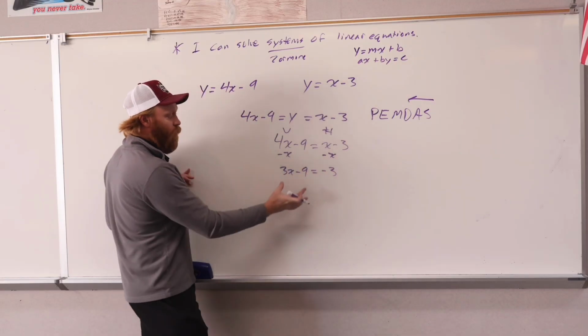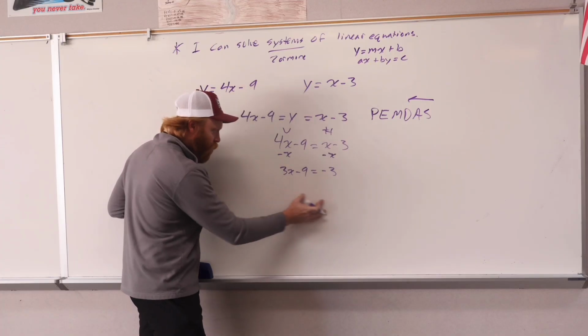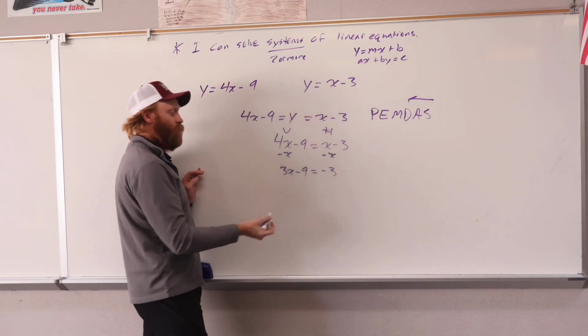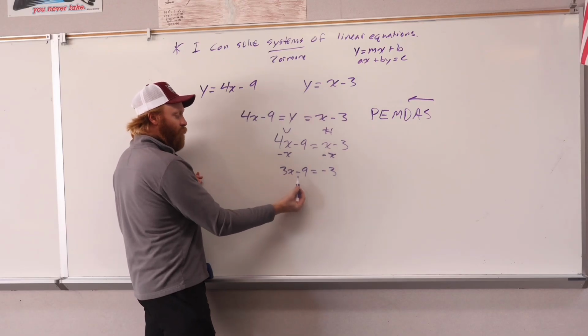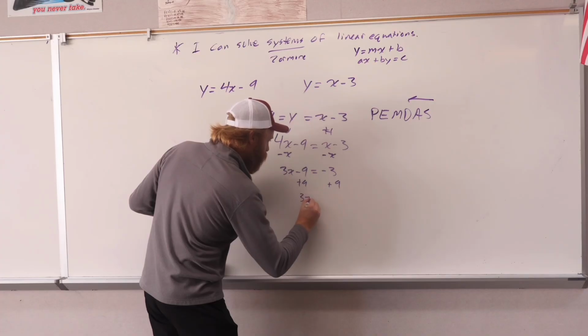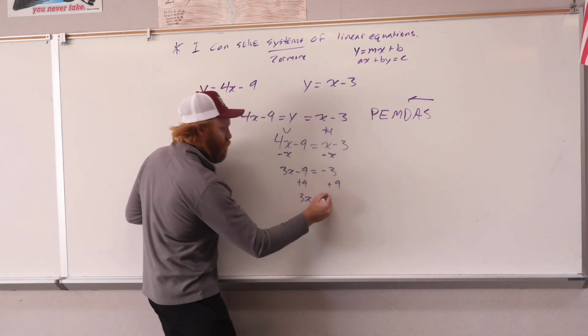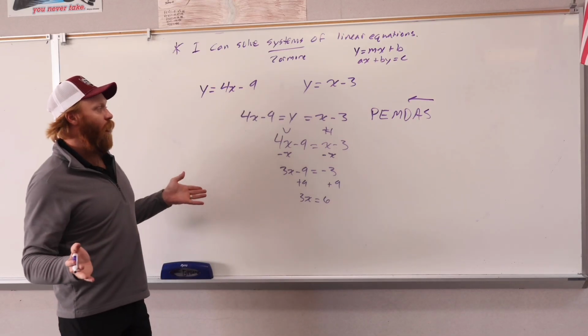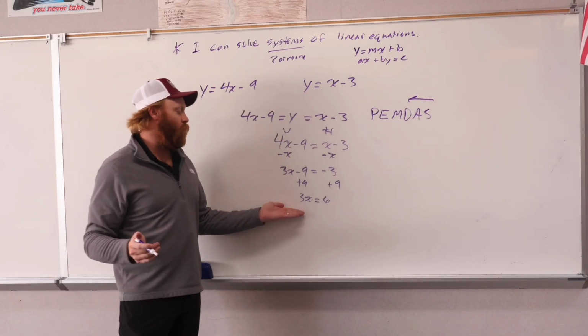Now, I have a number over here, so I'm going to move that to the other side. Still working with my adding and subtracting first. So what's the opposite of minus 9? Plus 9. So we're going to have 3x equals negative 3 plus 9, which is going to be 6. No more adding and subtracting, so now we move on to our multiplying and dividing.